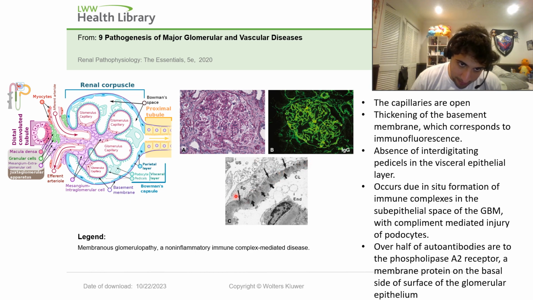This is all subepithelial. This is the epithelium. This is your endothelium here. This is the lumen of the capillary. This is the endothelial cell. This is the capillary, the empty space in the capillary, its lumen. And then here's the glomerular basement membrane, and here's the epithelium. And notice that it's subepithelial inflammation over here.